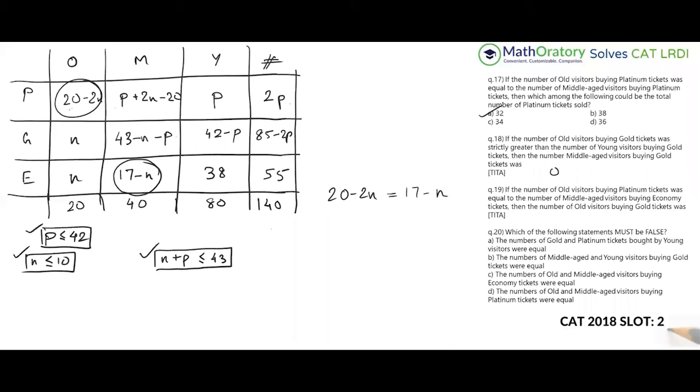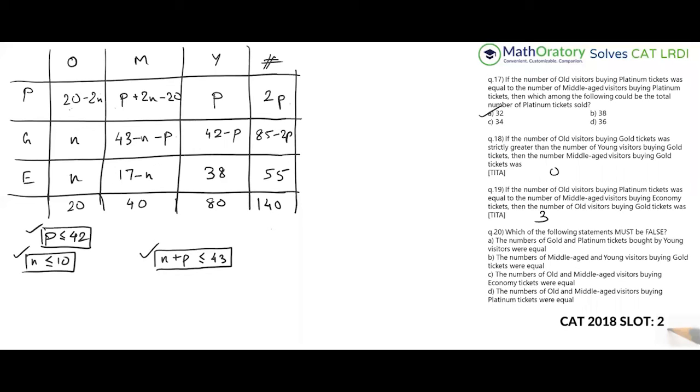So what are we looking for? Number of old visitors buying gold tickets. So basically we are looking for the value of N. And this is pretty simple, right? You just resolve this. So N is equal to 3. So that is the answer. Nothing to this question. So this is 3 here. Let's check the next question now.